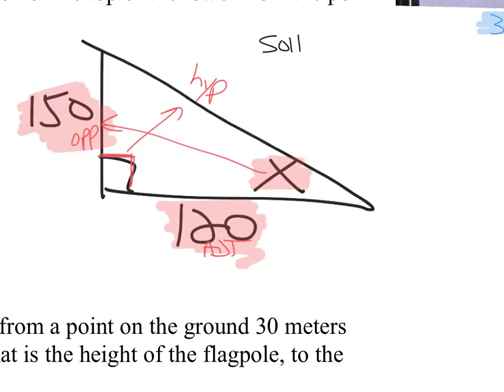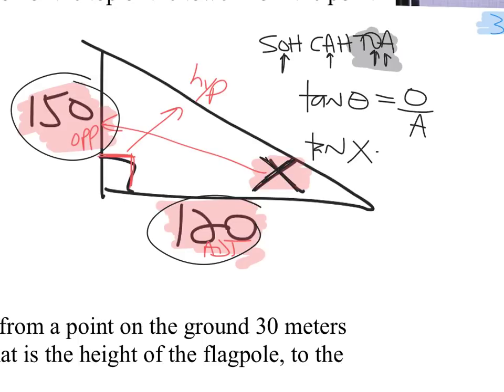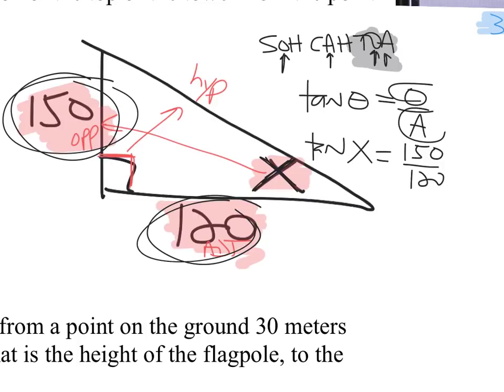So I'll write out SOHCAHTOA and try to determine, based on these active sides, which of the three I'm using. My active side is the opposite, so I'll label the O's. The adjacent, I'll label the A's. So this is going to be an example of a tangent problem, because I have the opposite and the adjacent. I know the tangent of the angle, the tangent of theta, equals opposite over adjacent. And I substitute in. Well, the angle here is x. I'm trying to solve for that. So the tangent of x equals the opposite, which is 150, over the adjacent, which is 120.